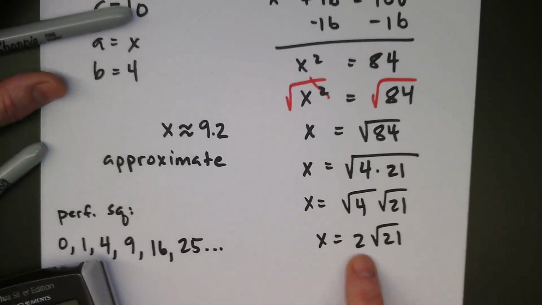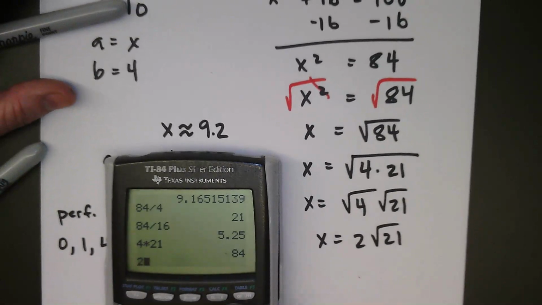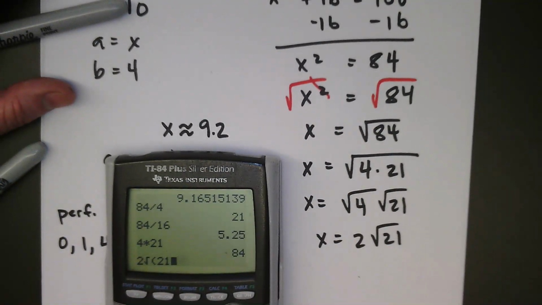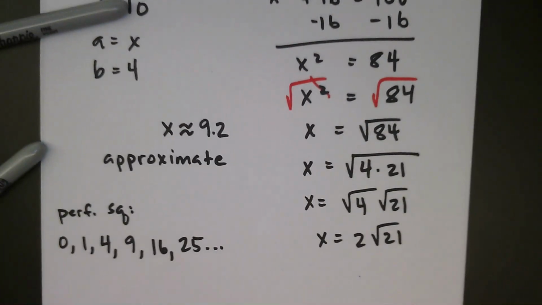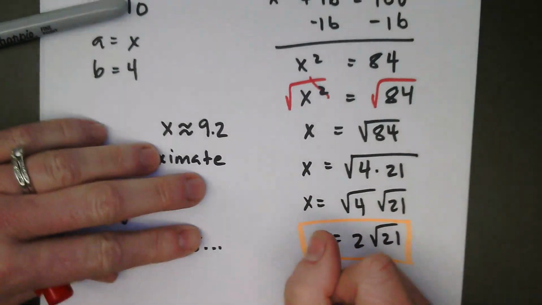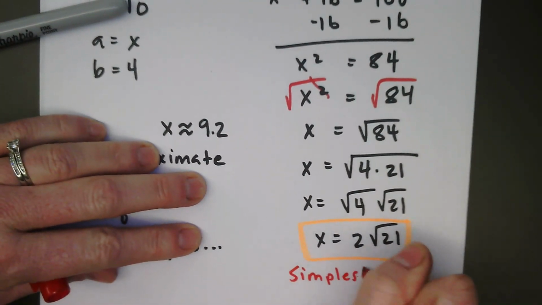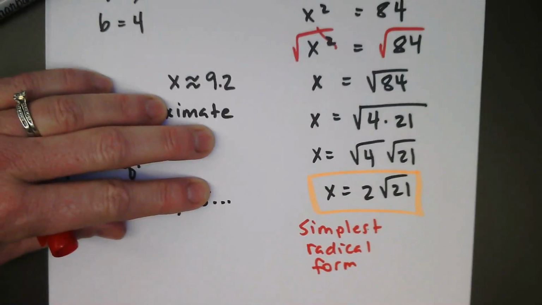And by the way, if I type this into the calculator, you'll see it's the same approximate answer of about 9.2. Ta-da! Very exciting stuff. Here's your final answer in simplest radical form. Hope that's helpful.